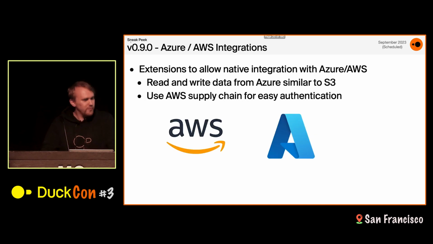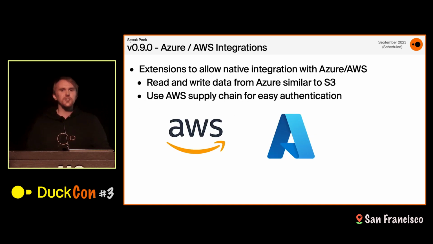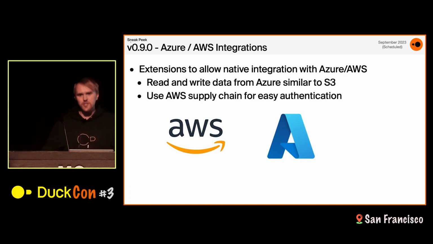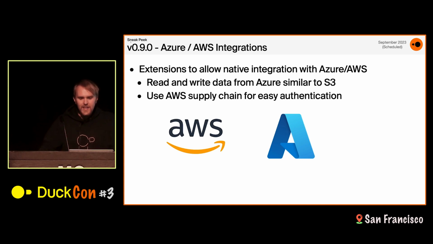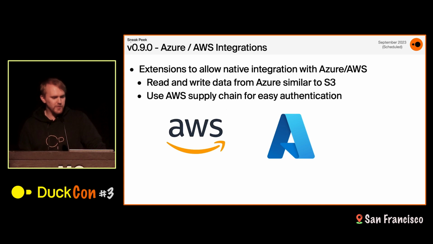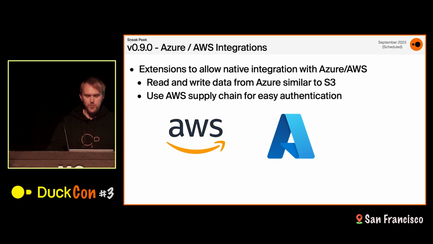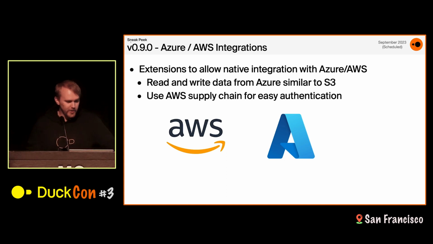Another set of features we've been working on is better integration with data platforms. We see a lot of people that are using DuckDB with our S3 integration, of course, with our HTTP integration. We have some support for Azure, but only in Python. And we have been working on native integration with these platforms. So we're working on an extension that allows you to read and write data from Azure, similar to our S3 connector. That's also in collaboration with Relational AI, actually. And we're working on an extension that allows you to use the AWS supply chain for easier authentication and essentially just making this easier to use. That's going to be very cool as well.